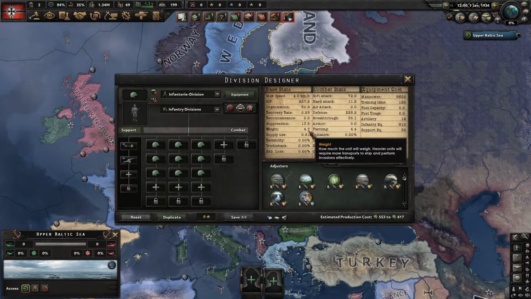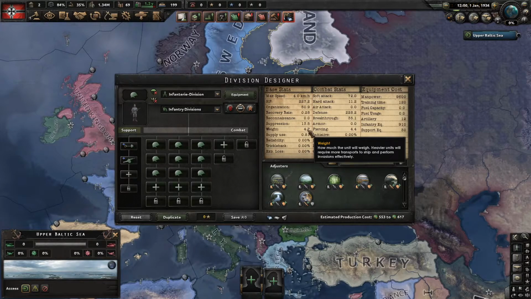The weight of a division is how large or heavy a division is. The higher the number, the heavier a division is. For instance, an armor division is heavier than a normal infantry division, and you will need more convoys if you want to ship them. You need more supplies to be brought to them.